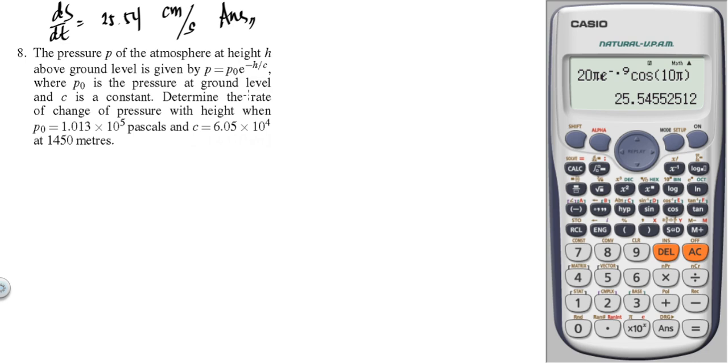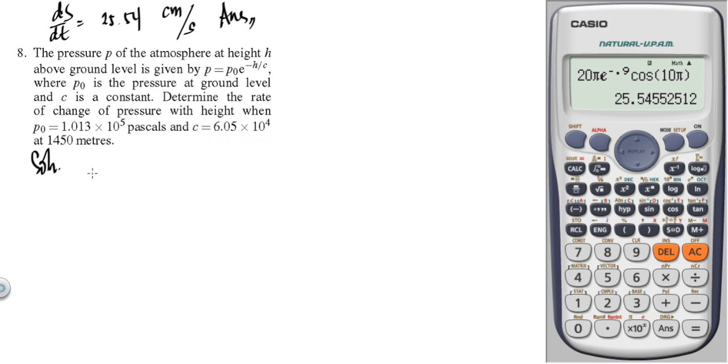The pressure P of the atmosphere at height h above ground level is given by the equation P equals P sub O e raised to minus h over c, where P sub O is the pressure at ground level and c is a constant. Determine the rate of change of pressure with height, so dP over dH, when P sub O is 1.013 times 10 to positive 5 pascals and C equals 6.05 times 10 to 4 at 1450 meters. Height yon, ano? Okay, so let's solve this.